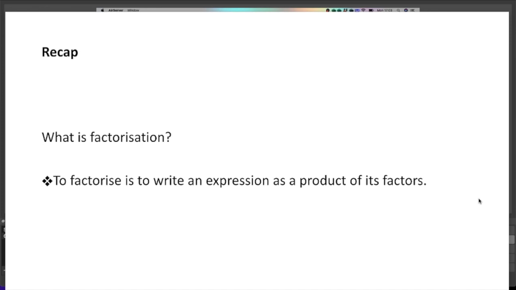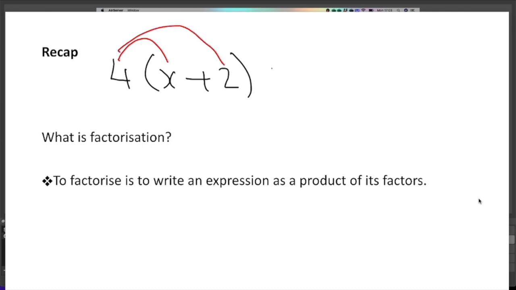Just a quick recap. In the last lesson, we were removing brackets. For example, 4 multiplied by x plus 2, and we distributed 4 into the bracket. So 4 multiplied by x, and then 4 multiplied by 2. So 4 times x gave us 4x, and 4 times 2 will give us 8. We are interested today in reversing this process.